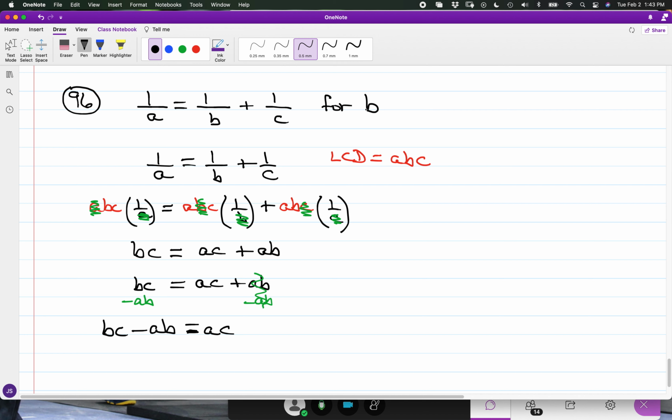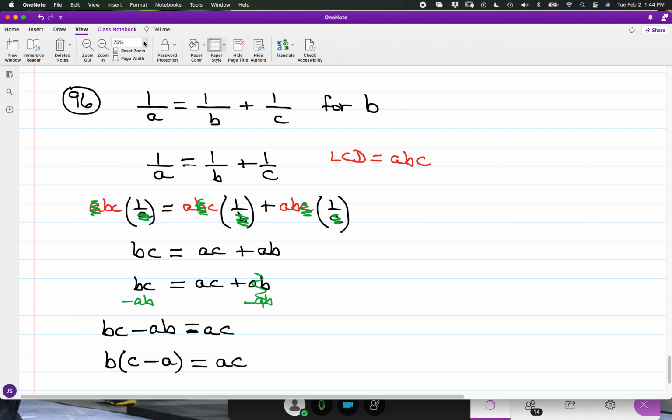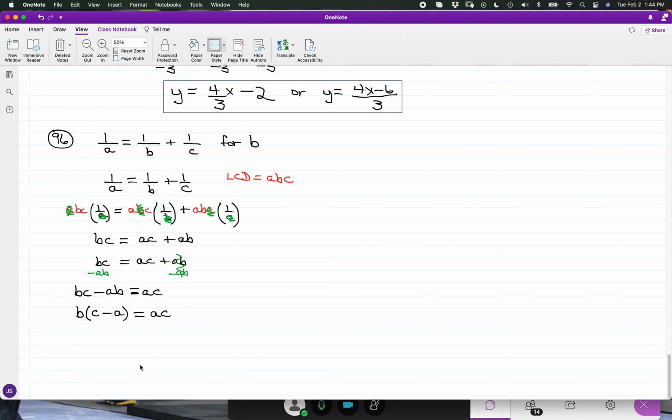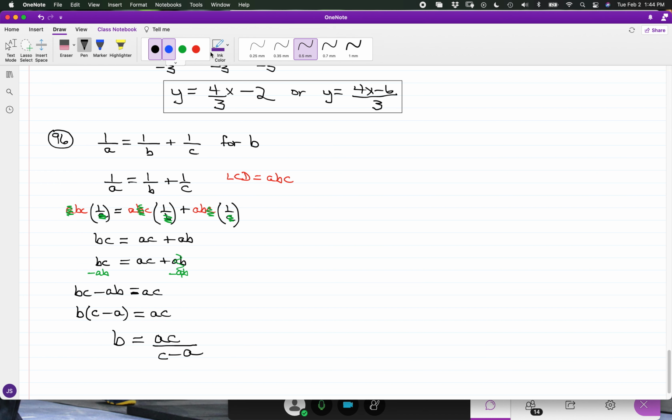I'm still trying to solve for the letter b. And guess what? These terms have the letter b. If I factor out b, b goes to bc, c times, and it goes into negative ab, negative a times. Again, we have c equal to ac. Once I have b by itself, I have a times c all over c minus a. So b is equal to a times c all over c minus a.